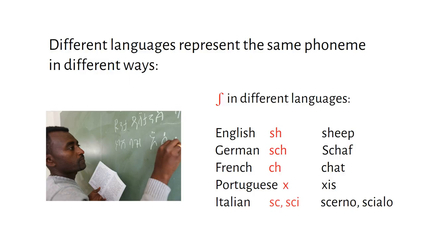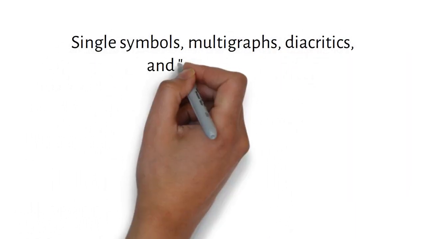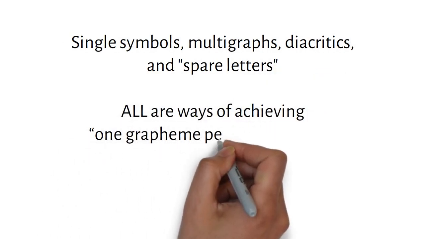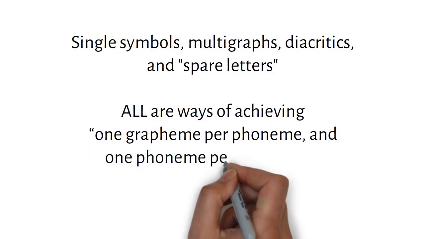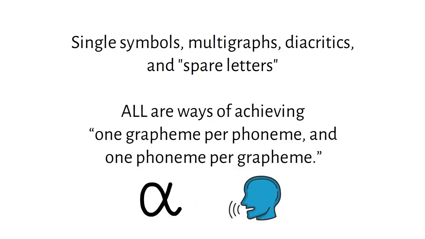We also want to note that all these representations, single symbols, multigraphs, diacritics, and spare letters, all of these are ways of achieving the goal of one grapheme per phoneme and one phoneme per grapheme. So far, all of these options have this result, that we can look at a grapheme and tell clearly what phoneme it is. The phoneme is represented in one and only one way.